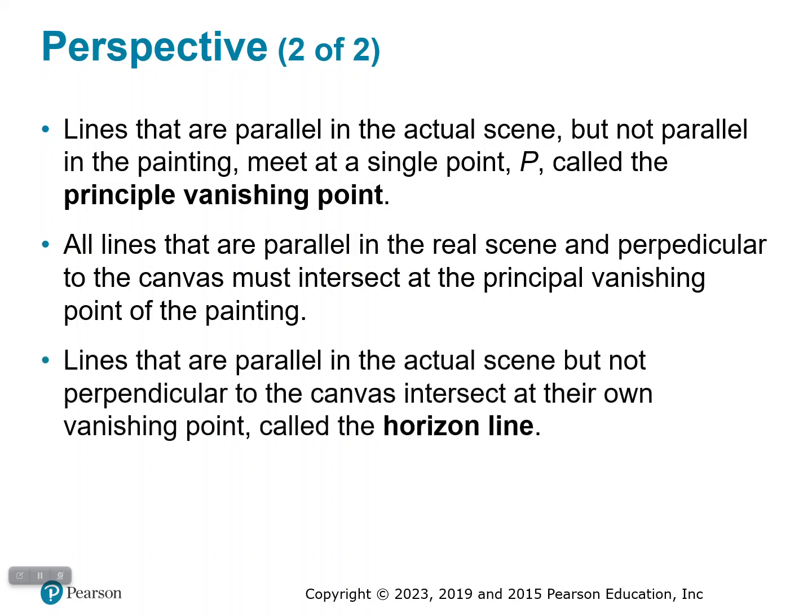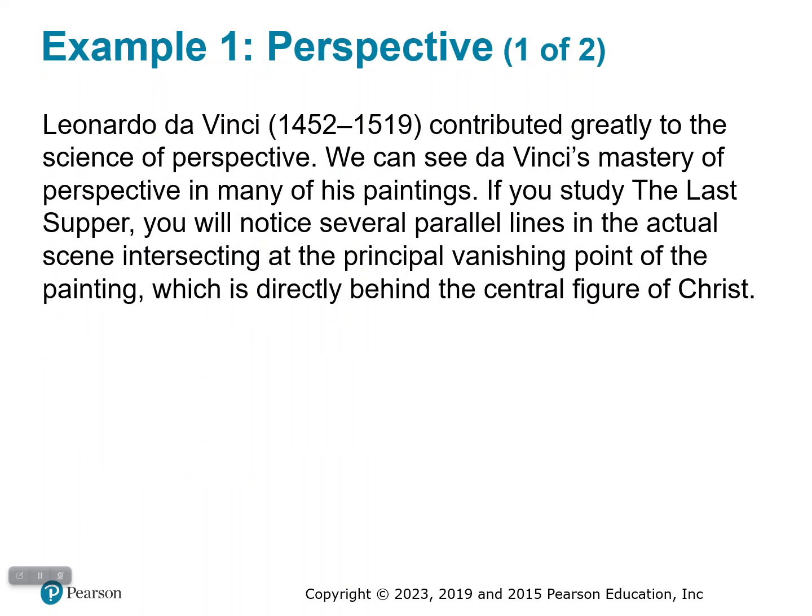Lines that are parallel in the actual scene but not perpendicular to the canvas intersect at their own vanishing point called the horizon line. All right, so we have the principal vanishing point, which kind of establishes our entire horizon line, where there may be other vanishing points, not necessarily the principal one.